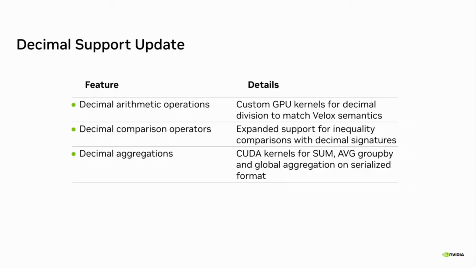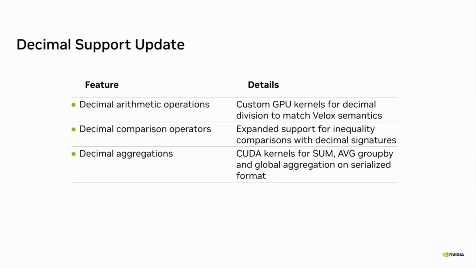For decimal aggregations, we again have custom kernels for the sum and average aggregations over group by and global inputs, by ensuring that we are storing our intermediate partial aggregation states in a serialized format. The kernels are able to serialize and deserialize from the state to the serialized format.